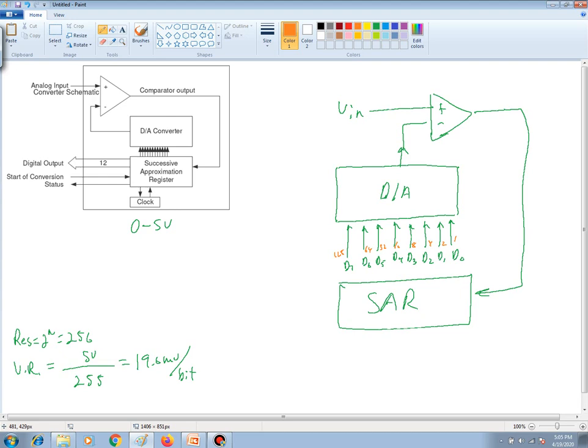So if D7 is on, which has a weight of 128, that's going to give us 2.5 volts out at the output of the digital to analog converter. If D6 is on, and just D6, with a weight of 64, that's half of 128, which would be half of 2.5, so it's 1.25 volts. D5, which is 32, is half of the 64, which is D6, which is half of the 1.25, which is going to be 0.625 volts.